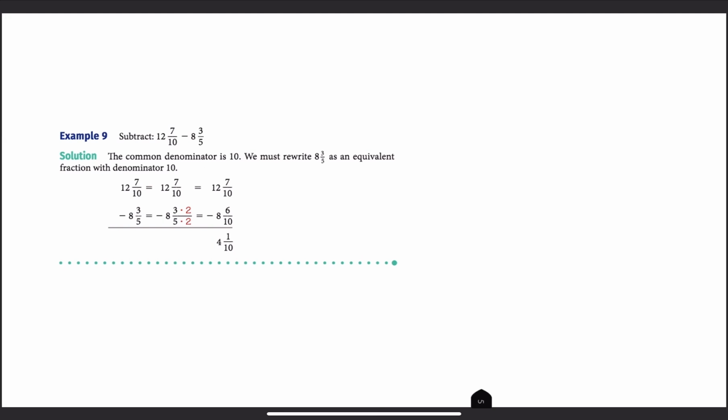Now let's go ahead and subtract. So if we want to subtract 12 7/10 minus 8 3/5, we can subtract the whole parts, and we can subtract the fraction parts separately. So let's go ahead and do that. So let's stack them.